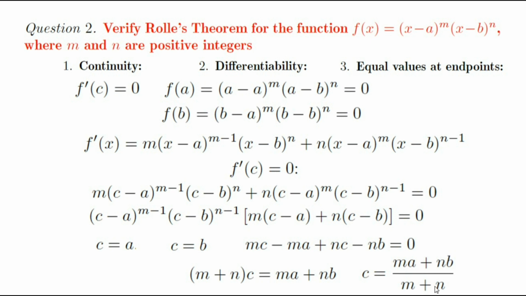So the solutions for c are c equals a, c equals b, and c equals (ma + nb)/(m + n). Out of these values, (ma + nb)/(m + n) lies in the open interval (a, b). Hence we conclude that Rolle's theorem is verified.